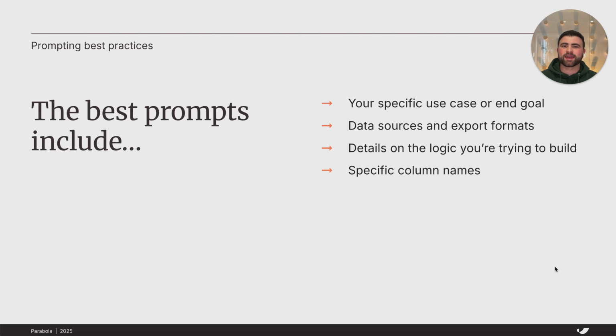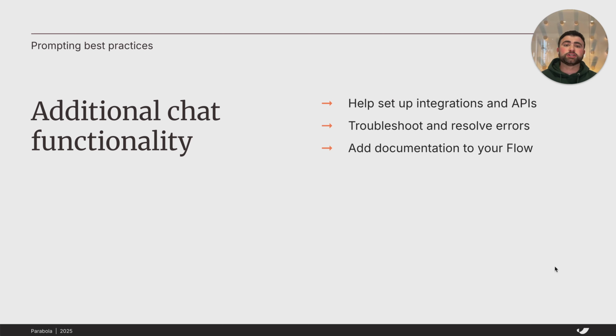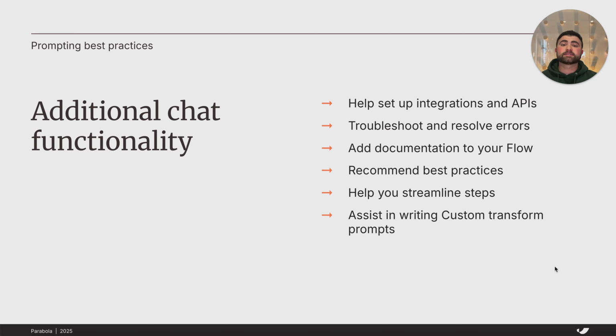While adding steps to the canvas is obviously immensely powerful, it's really just the tip of the iceberg. Parabola can also automatically help you set up integrations and APIs, maybe connecting siloed systems for the first time ever. It can help you troubleshoot and resolve errors, actually taking action and fixing errors on your behalf. It can add documentation to your flows, whether that means renaming specific steps or adding documentation to cards. It can recommend best practices, help you streamline steps, assist in writing prompts for custom transform steps, and even explain what's happening in your flow.